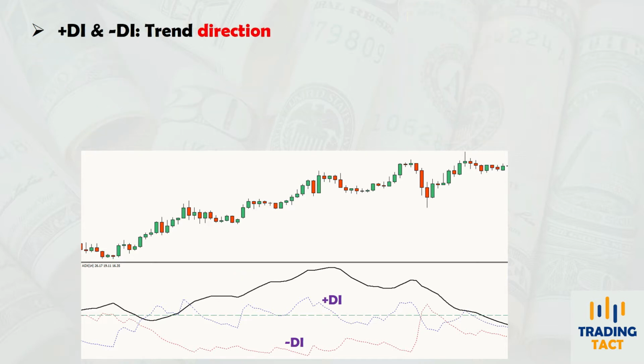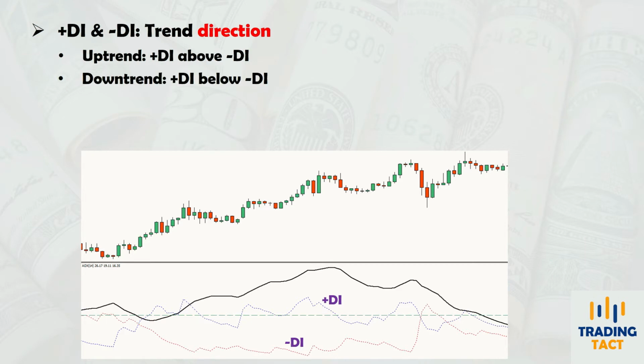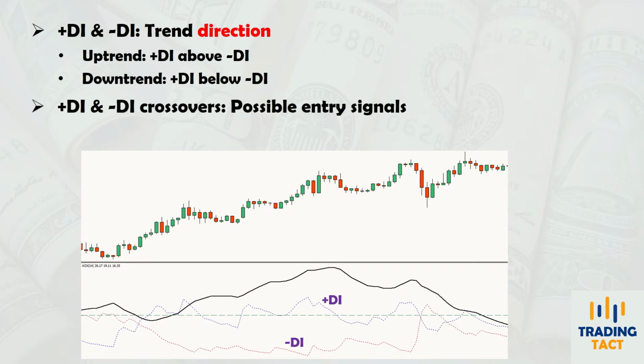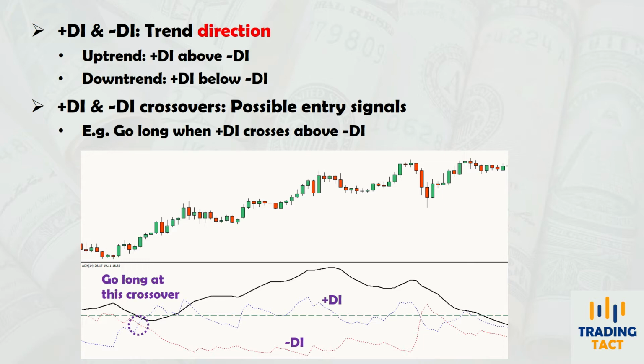The plus DI and minus DI lines define the trend direction. If plus DI is above minus DI, the market is in an uptrend. Conversely, if plus DI is below minus DI, the market is in a downtrend. Crossovers of the two DI lines are often used to generate trade entries. For example, you can go long when the plus DI crosses above the minus DI.